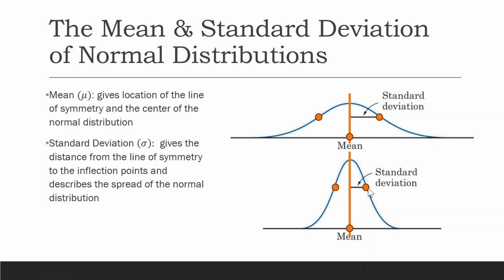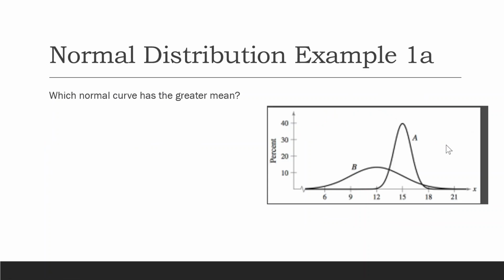All right. And so that's going to give us how wide, because if our normal distribution is tall, the distance from the line of symmetry to the inflection point is going to be shorter compared to a shorter and wider distribution, where that line of symmetry to the inflection point is going to be longer. So that's why we get the location and the shape of our normal distribution by those parameters, the mean and the standard deviation.